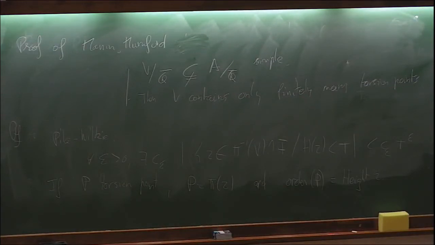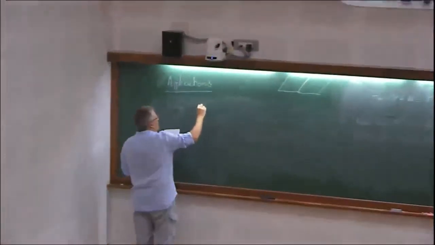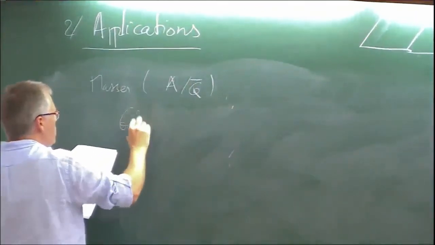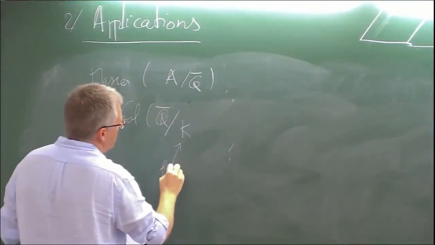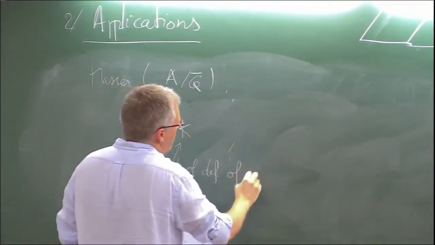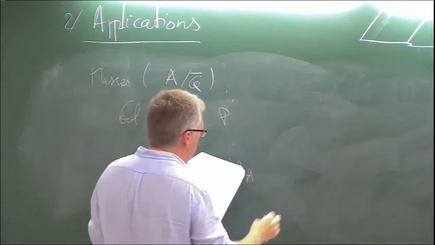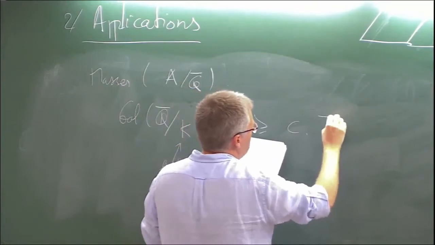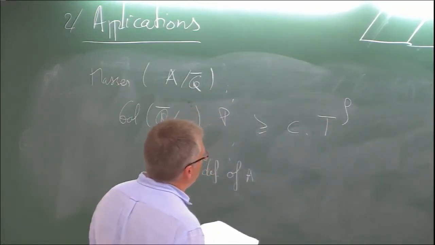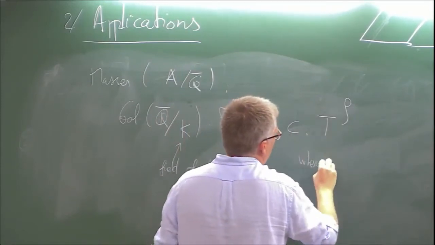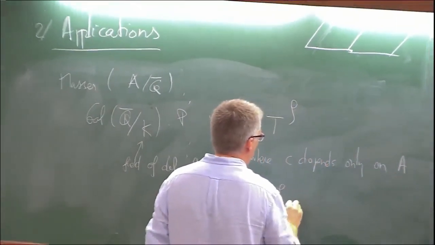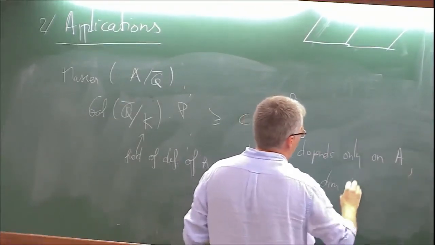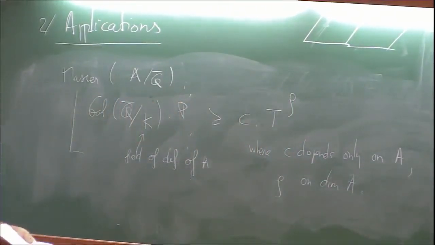So now we use the result of Masser. And this is where we use that A is over Q bar. So it tells you that if you look at the Galois orbit, where K is the field of definition of A, the Galois orbit of P is larger than C times T to the rho, where T is the height of Z, okay? Where C depends only on A and rho on the dimension of A, in fact. So I use this very strong statement about the size of Galois orbits.